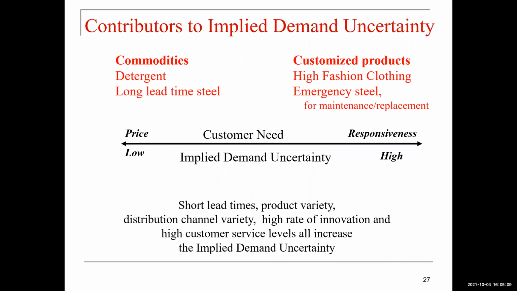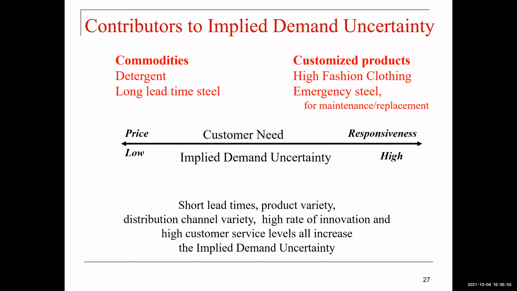Contributors to the implied demand uncertainty. As I mentioned, uncertainty is one of those areas that we cannot control, but we can plan for. Some commodities like detergent and long lead time steel are commodities that we can get easily. And then customized products like high fashion clothing, emergency steel for maintenance replacement, and so on, are customized, so they require a little bit more process. They don't have an established demand, so they are not produced always.